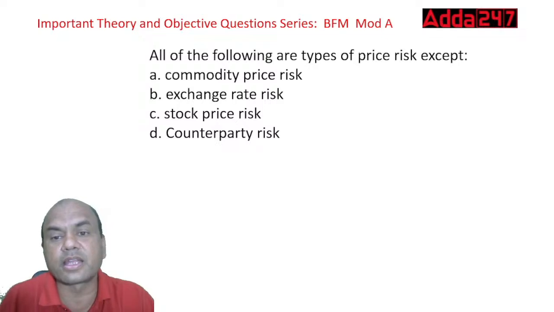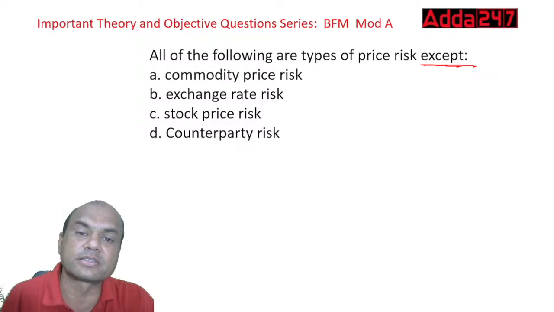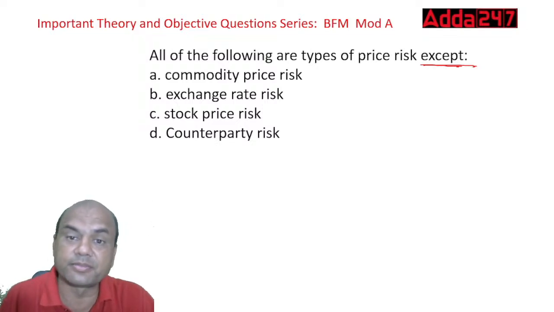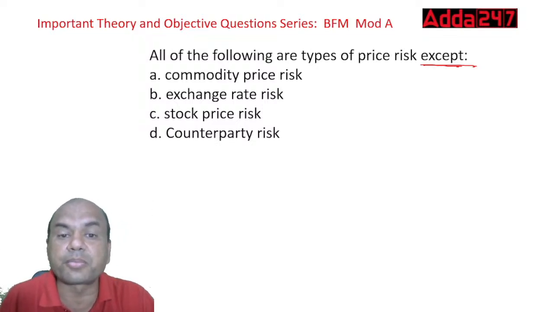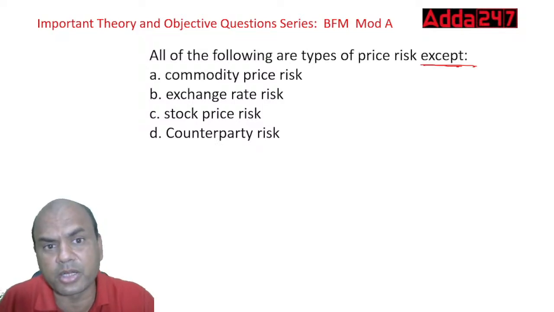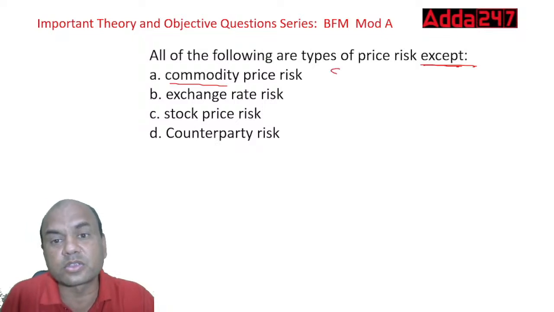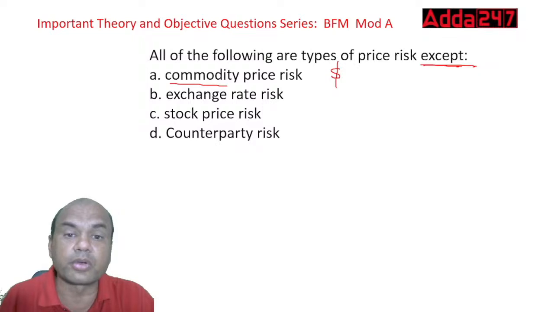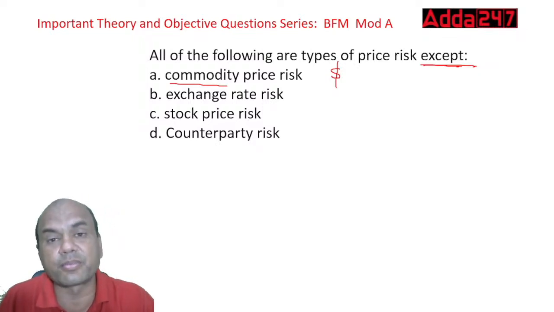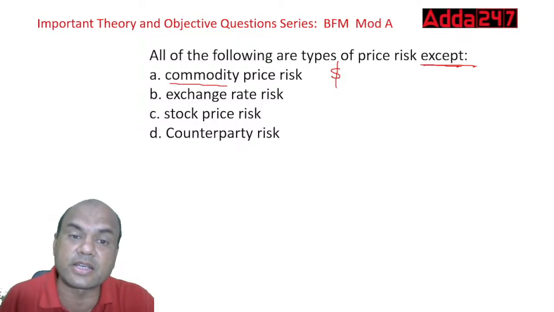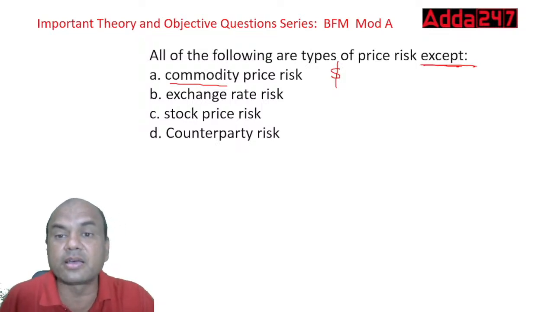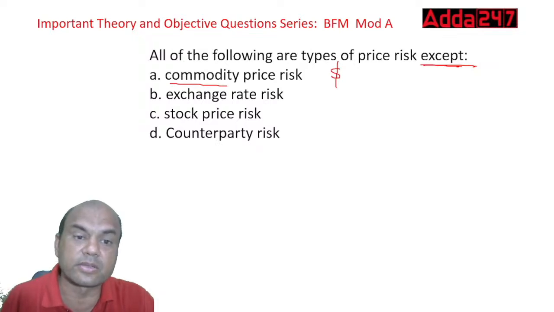All of the following are types of price risk, except: which is not a type of price risk? Price risk means commodity price risk, the price of any commodity. Commodity is anything; dollar is also a commodity, currency is also a commodity. Exchange rate risk is also price risk, because if the dollar rate or the exchange rate changes, definitely the price will change. So this is also a part.